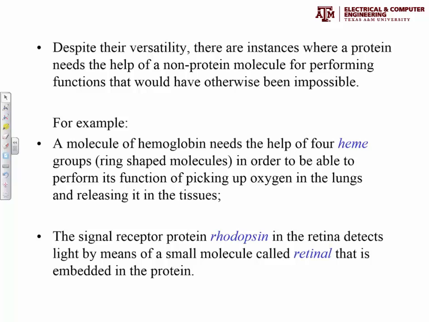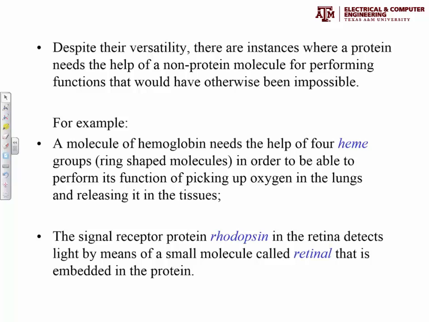For example, a molecule of hemoglobin is a protein. It has 2 alpha globin units and 2 beta globin units, but it needs the help of 4 heme groups. Heme is a ring-shaped molecule that contains iron in it. That's why blood has the red color, because of the iron in it. So it needs the help of 4 heme groups in order to perform its function of picking up oxygen in the lungs and releasing it in the tissues. So it needs a non-protein molecule, the 4 heme groups that come from iron.